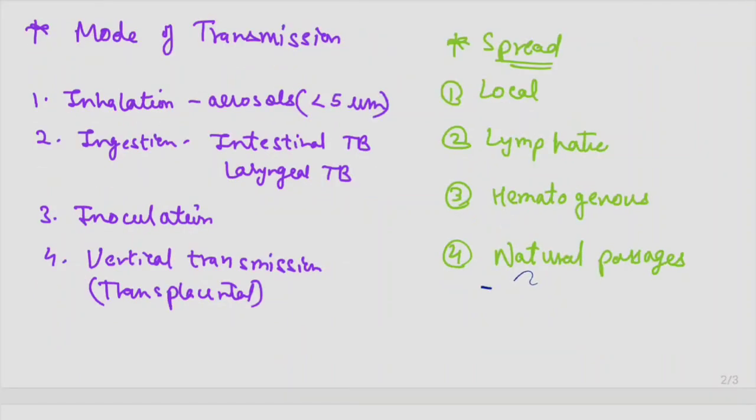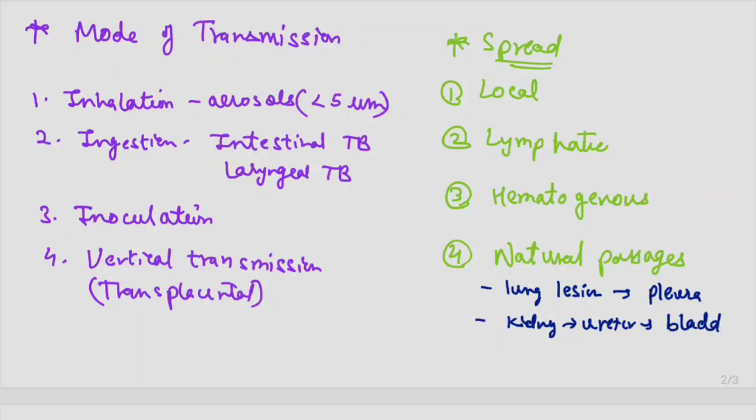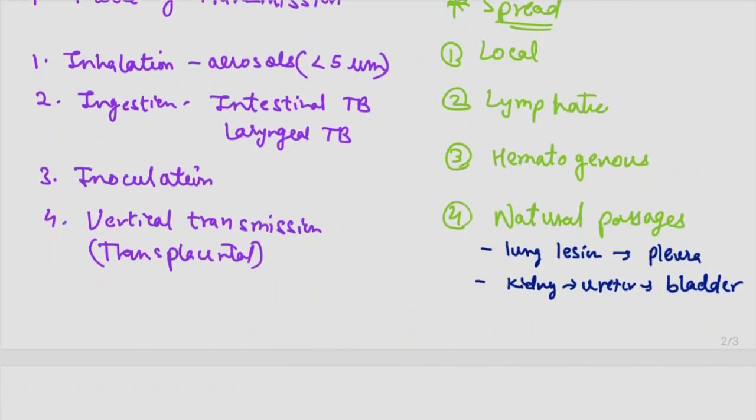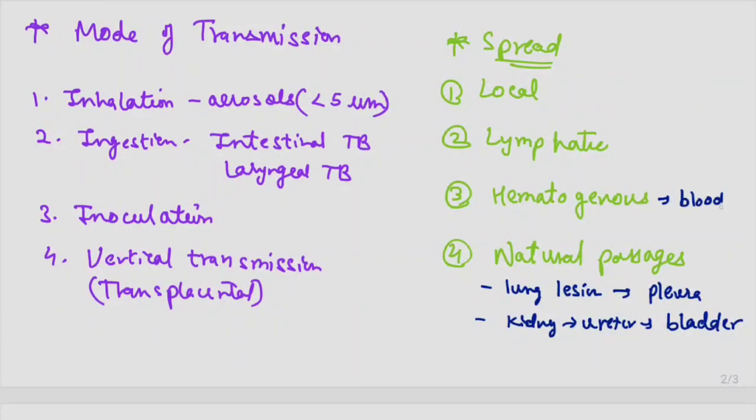Natural passages include from lung lesions to pleura, and from kidney to ureter to urinary bladder. It can be in different ways, like transbronchial spread to an adjacent lung segment, or tuberculous salpingitis to the peritoneal cavity, and swallowing of infected sputum. So there can be different methods in natural passages. Hematogenous is through blood, as I discussed, and lymphatic is through lymph vessels.